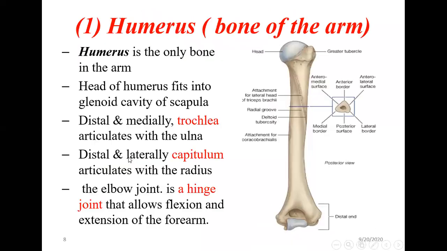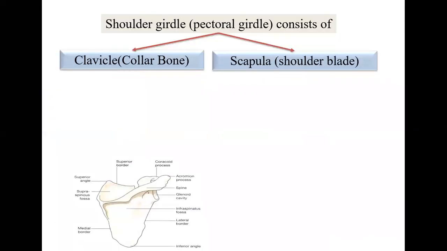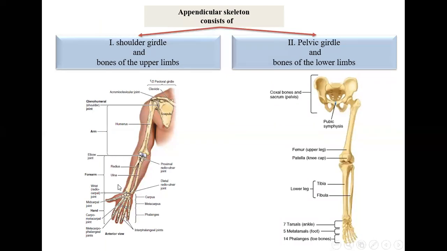These bones together form the elbow joint here. This is the humerus, and here are the radius and ulna. Here is the capitulum, and here is the trochlea. Trochlea for the ulna, and capitulum for the radius.